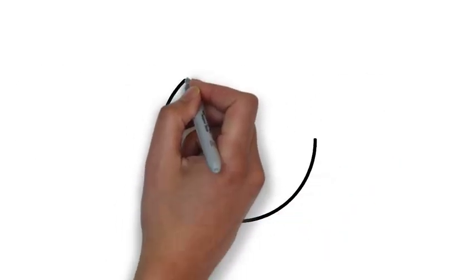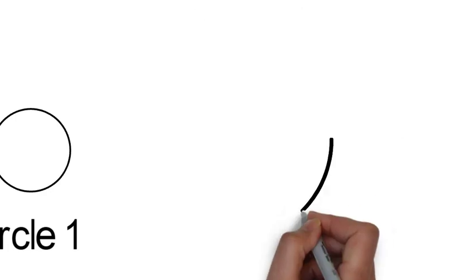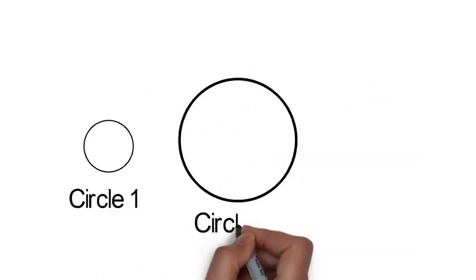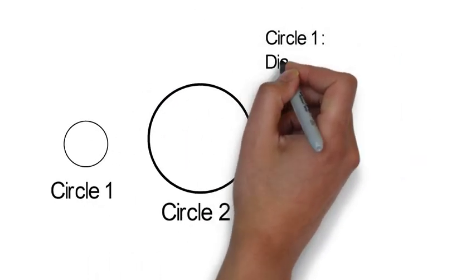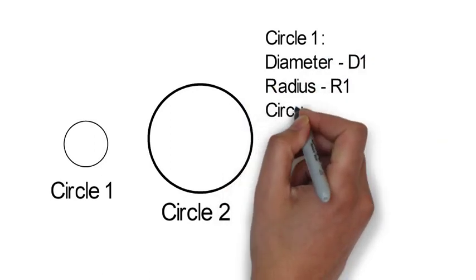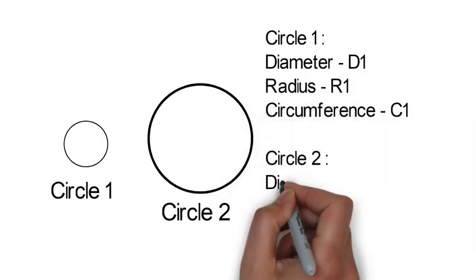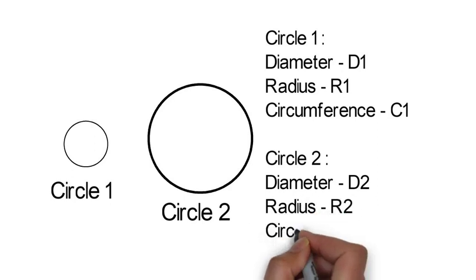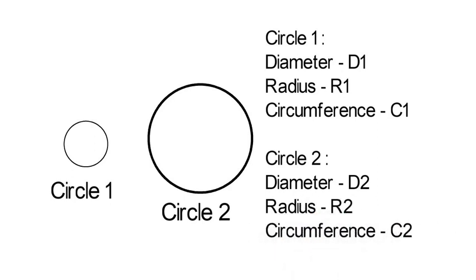Take two circles of different sizes. Let the smaller one be circle 1 and the bigger one be circle 2. Similarly, the diameter, radius and circumference of these circles are denoted as d1, r1, c1 and d2, r2, c2 respectively.